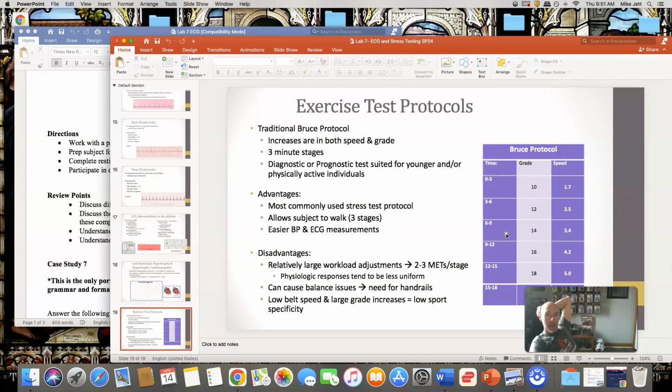Okay, then as far as the protocol goes, I might ask you to describe the Bruce treadmill protocol. So just be familiar with this. It is shown here. 3-minute stages. The grade changes by 2% every stage, but we started at 10%. And then there are specific walking speeds that are designated for each stage. And what is the purpose of this? It is more of a diagnostic exercise test protocol versus a performance-based test protocol, which the Astrand running protocol would be.